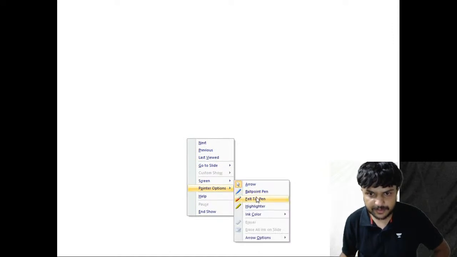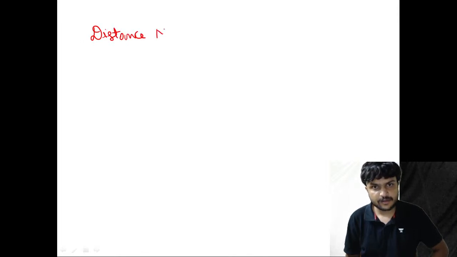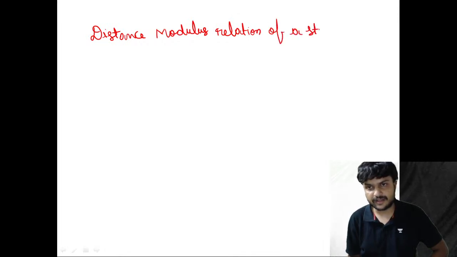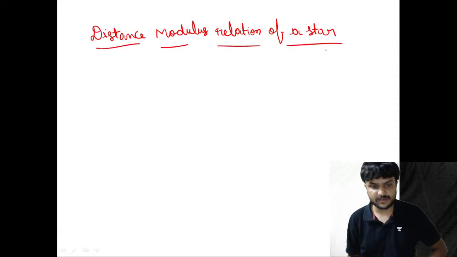Okay, pointer options. So we talk about the distance modulus relationship of a star. How do we find the distance modulus relationship of a star? Okay, this is the question.